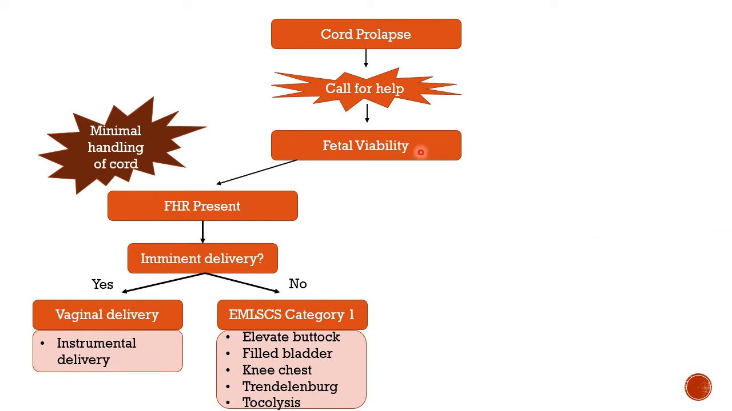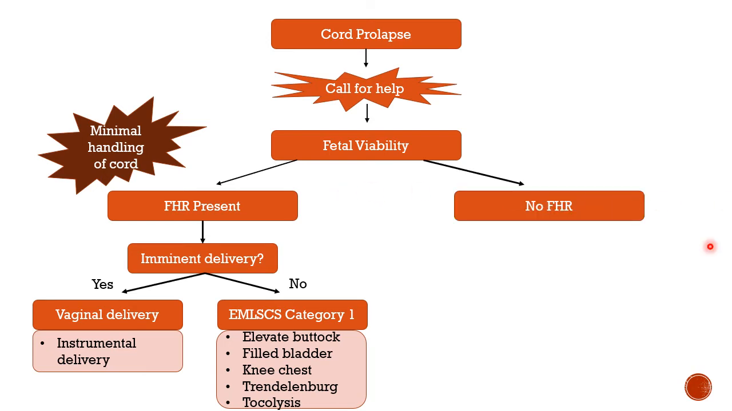Alright. So if the loop of cord is actually outside of the introitus, outside of the vagina, what you can do is use a warm pad, wrap it, and try to put it back into the vagina. If you cannot put it into the vagina, if it's 30 cm of cord, you just wrap it in a warm pad. So keep it warm to reduce the chance of vasospasm. Okay.